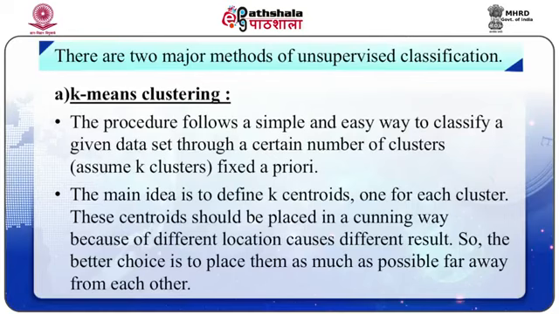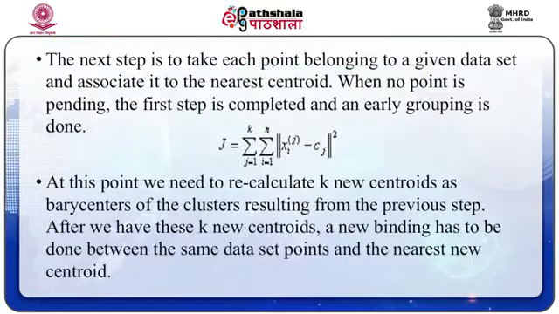The main idea is to define k centroids, one for each cluster. These centroids should be placed in a cunning way because different locations cause different results. So the better choice is to place them as far as possible from each other. The next step is to take each point belonging to a given data set and associate it to the nearest centroid. When no point is pending, the first step is completed and an early grouping is done.